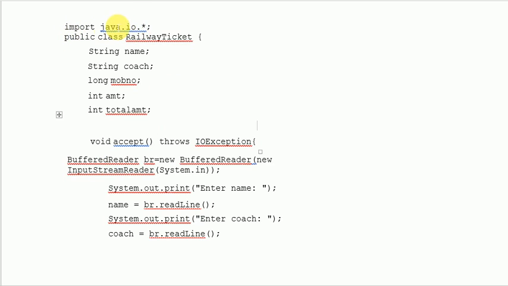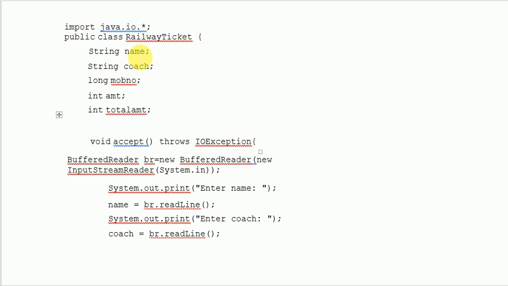So the very first line will be import java.io.*. Asterisk basically means import all the classes of the java.io package. So that is the first line that goes. Then public class RailwayTicket. This RailwayTicket name was already mentioned in the question paper, so you have to make use of this name only.